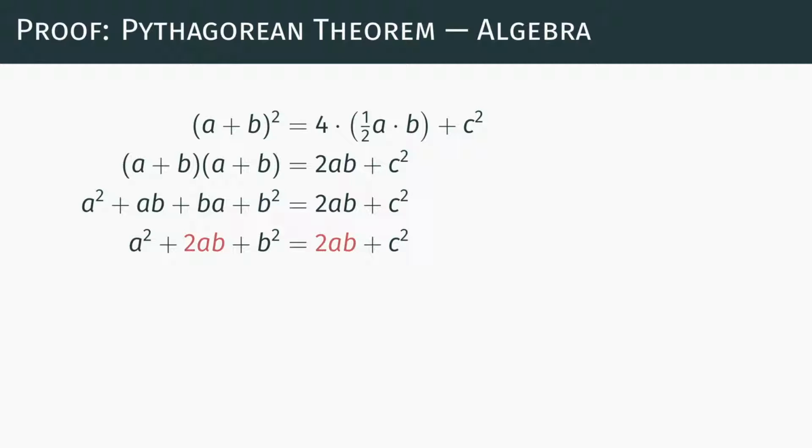Hey, would you look at that? We've got 2ab showing up on both sides. So we can use algebra at this point. We can subtract 2ab from both sides, and what remains is a squared plus b squared equals c squared. What do you know? A squared plus b squared equals c squared. It's our old friend, the Pythagorean theorem, right? That's the equation that we were trying to get in the first place.